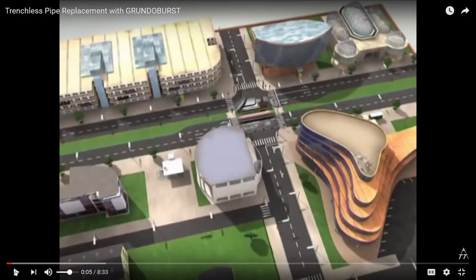This is a large-scale application, but there's a lot of trenchless pipe replacement going on at the backyard mechanic level also, or the shade tree mechanic. So you can get a relatively small piece of equipment and start a business. Yeah, a great opportunity. Check it out.